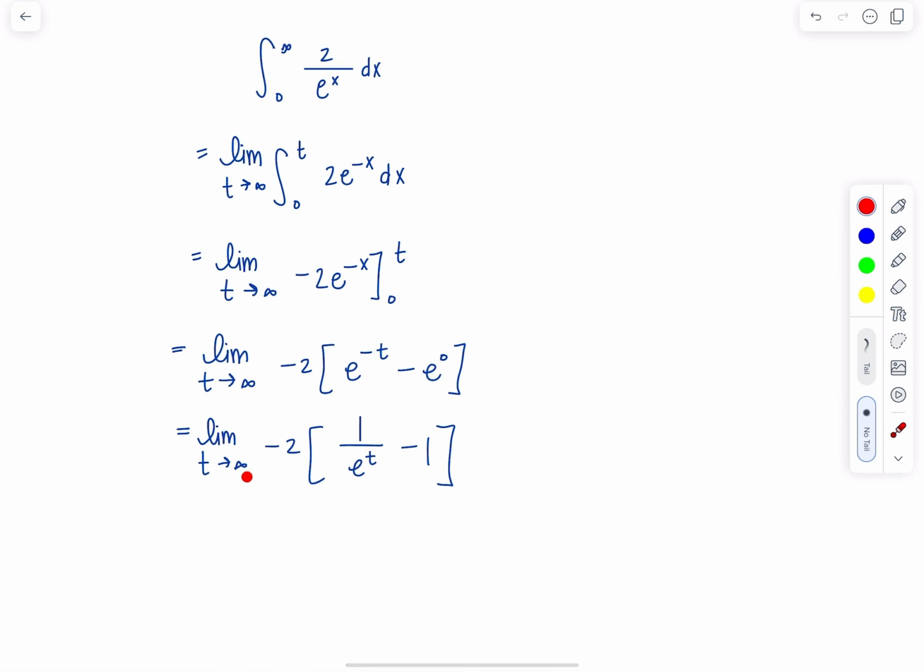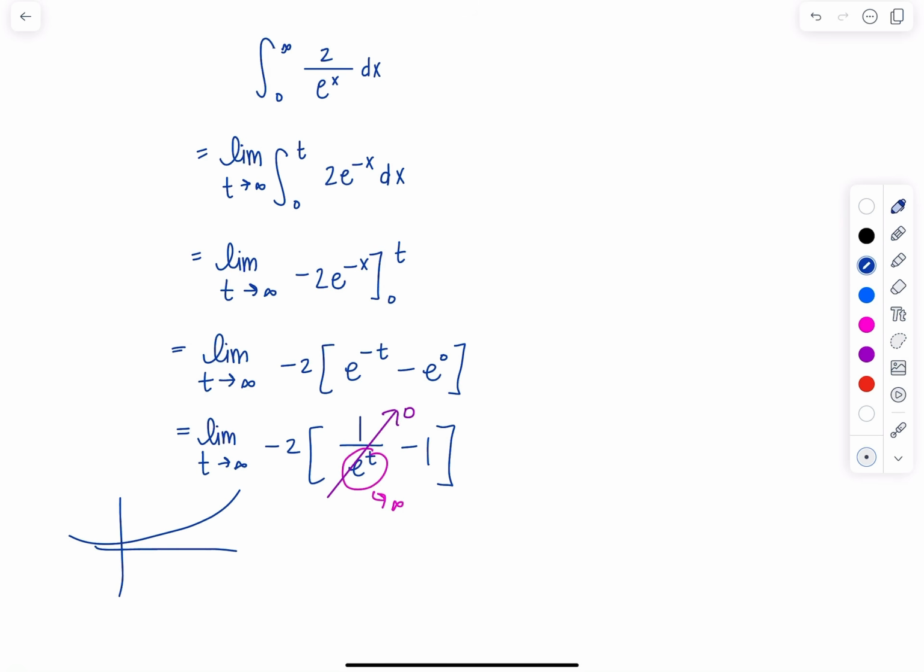So here we go. As t goes to infinity, this is a constant, not stressing. T goes to infinity. You remember the graph of e to the t, e to the x? So as t goes to infinity, e to the t goes to infinity. This denominator right here is going to infinity. A constant over something going to infinity approaches 0. So all I'm left with is negative 2 times negative 1, 2. I don't care what number it is. It could be 5,000,048. All I care is that it's finite. That tells me this integral converges. This improper integral right here converges.